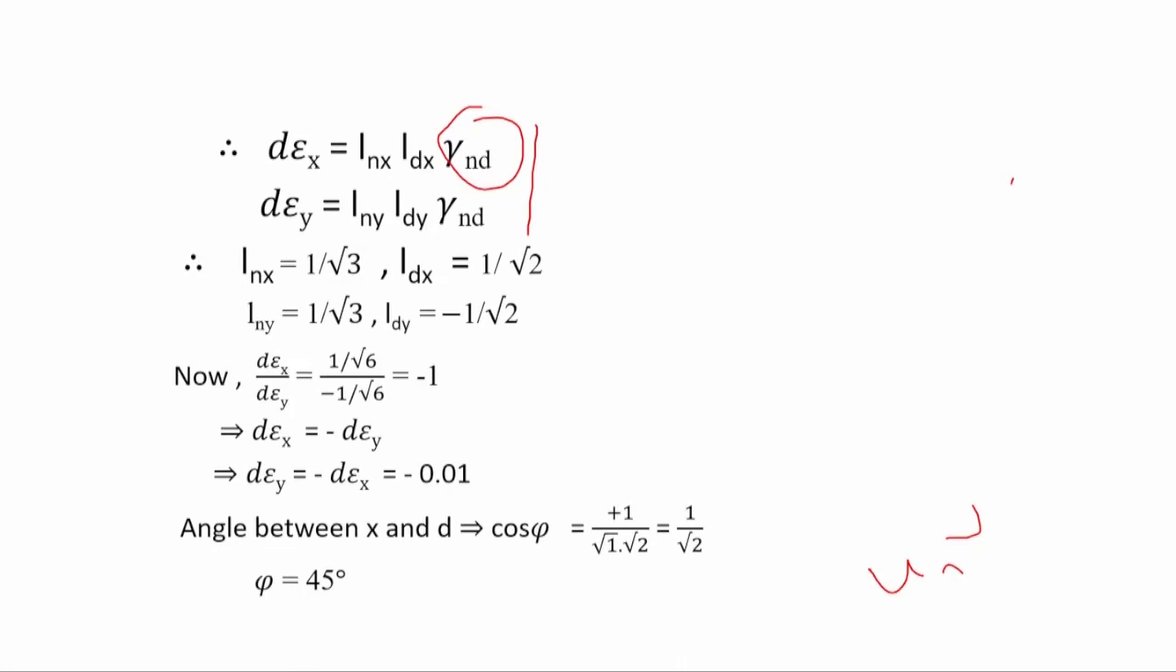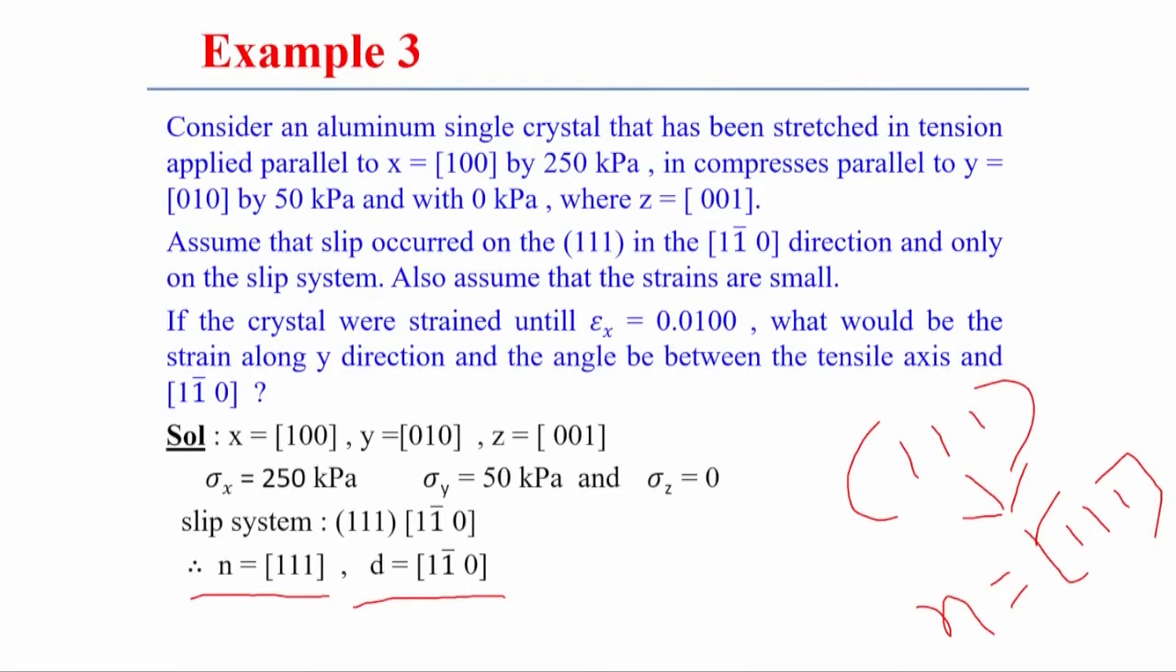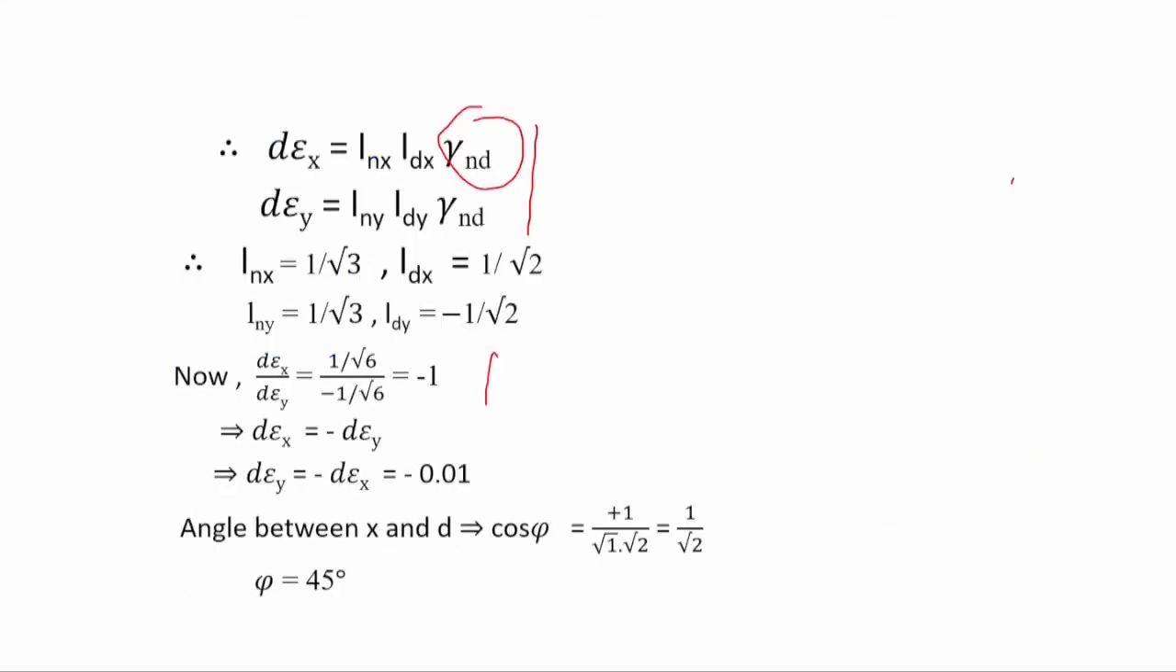Once we estimate the direction cosines, l nx equals 1 by root 3, along with l dx, l ny and l dy. That means the direction cosine based on the directions d and y is defined by l dy in this case. Once we define the direction cosines, we put them in here and find the increment of the strain along the x and y directions, and the ratio comes out as minus 1, so d epsilon y is the same as d epsilon x but with negative magnitude. This is the answer to the first question: if the crystal strain limit is 0.01, then what is the strain along the y direction? The strain along the y direction is this one.